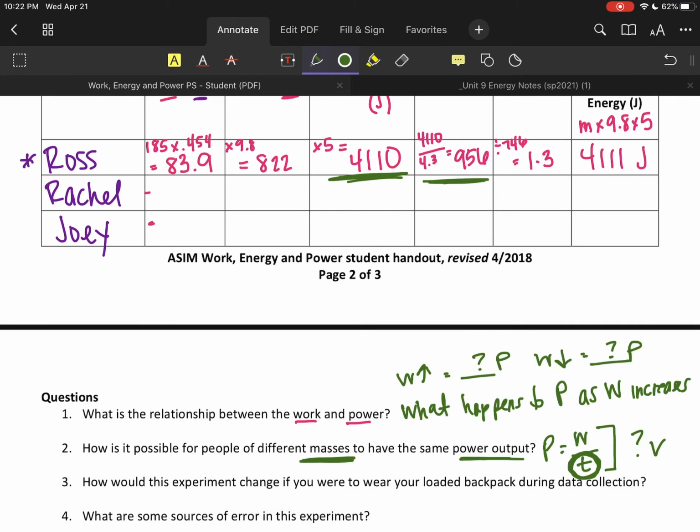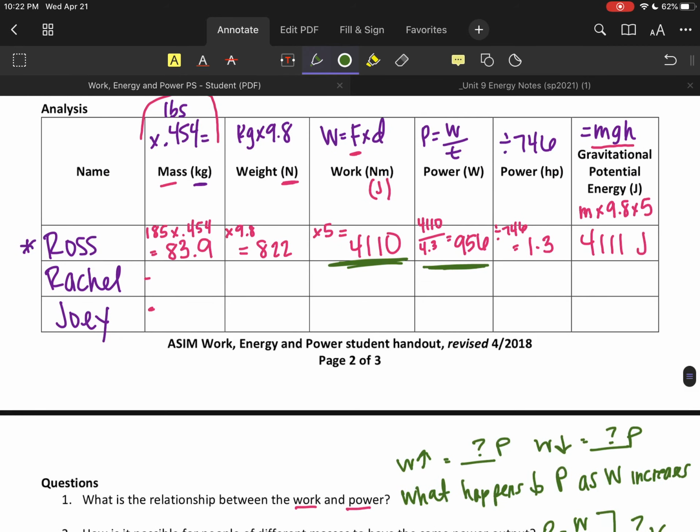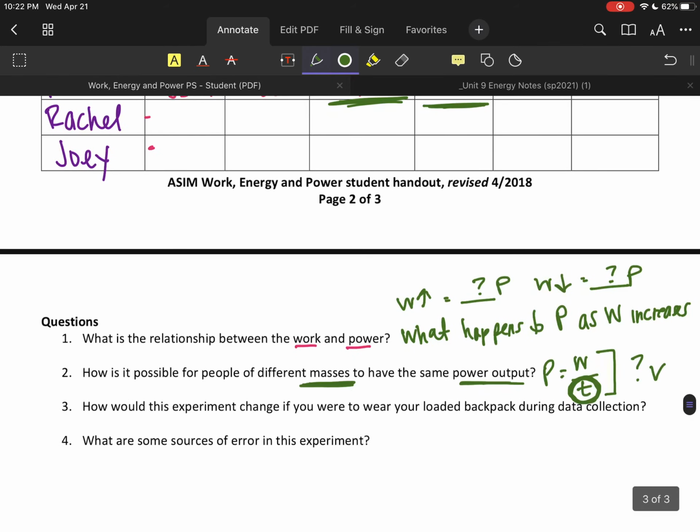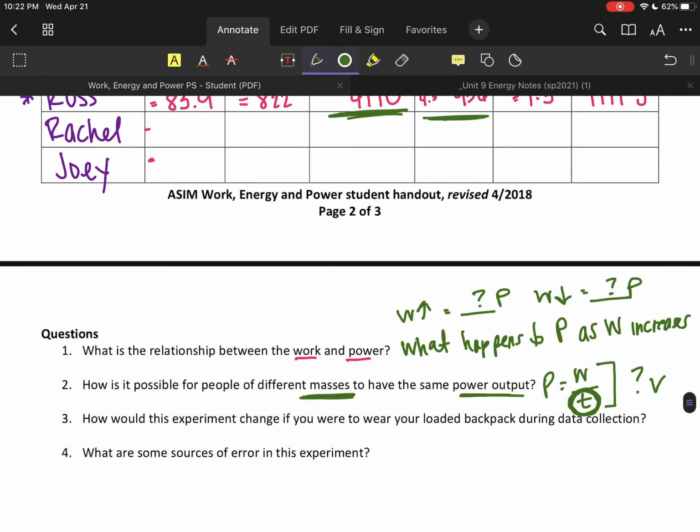Number 3, how would this experiment change if you were wearing a loaded backpack? What variable would that affect? How's that going to affect your mass? How is it going to affect your work? How is it going to affect your power overall? Is it going to increase it or decrease it, is basically what it's asking. And then, what are some sources of error in this experiment?